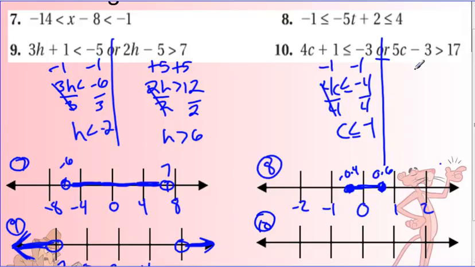And on the other side, add 3 to both sides, giving us 5c is greater than 20. Divide by 5, divide by 5, cancel. C is greater than 4.